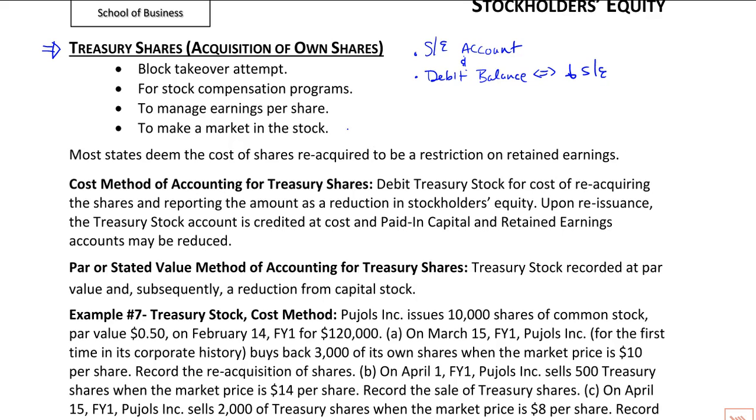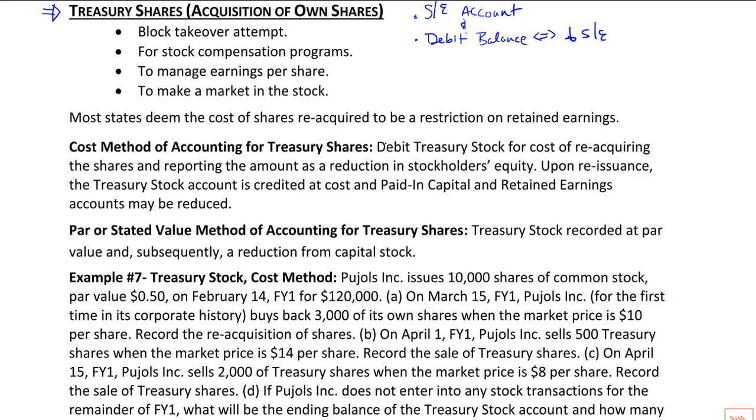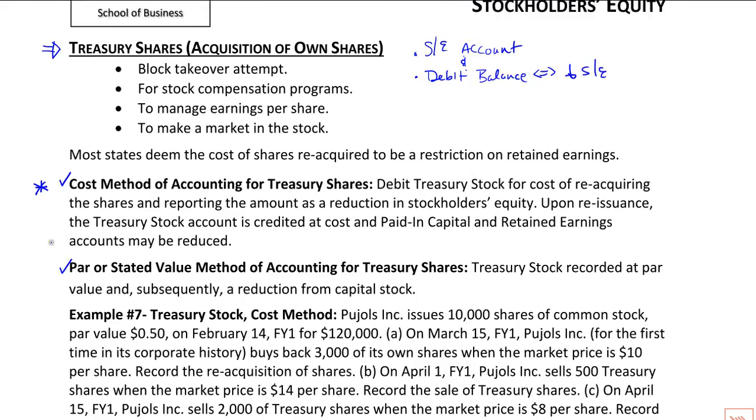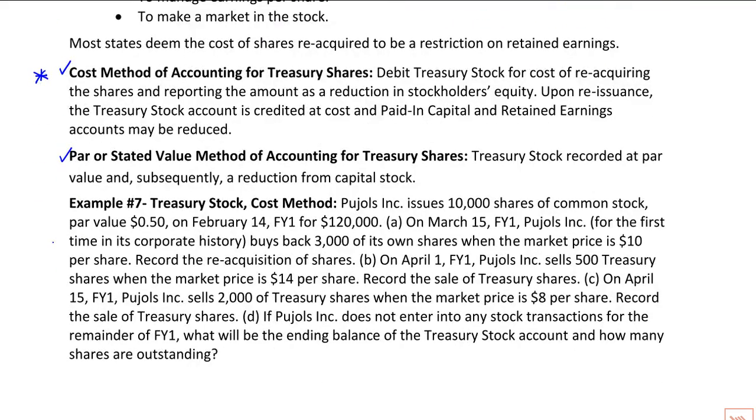So there are officially two methods: the cost method and the par or stated value method. We're going to do the cost method, so you're responsible for this quantitatively. The par or stated value method, you just should know that it's in compliance with GAAP and there's nothing wrong about it. It's just that the cost method is more widely used.